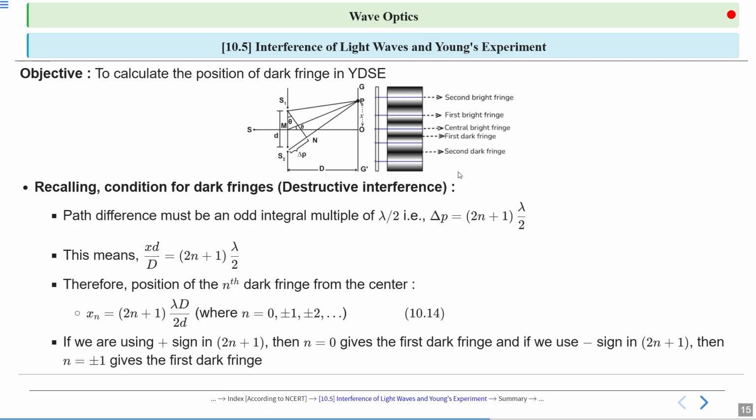If there is 2n minus 1 and you put n equal to 0, it will become minus 1. So minus 1 is not any position. So you will have to put plus minus 1. If in any question or in any book it is written 2n minus 1 in place of 2n plus 1, then the first dark fringe will be given by n equal to plus minus 1.